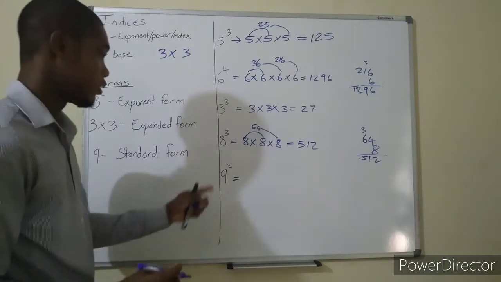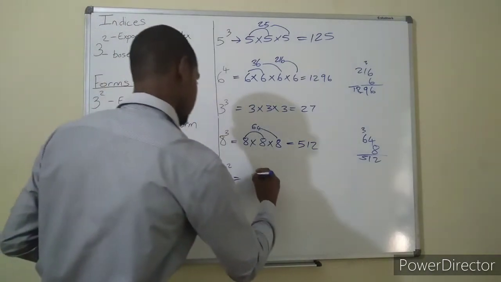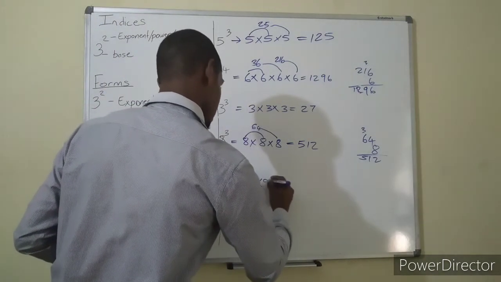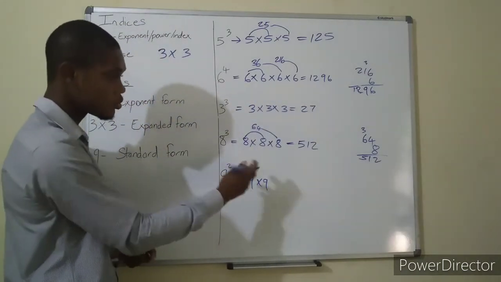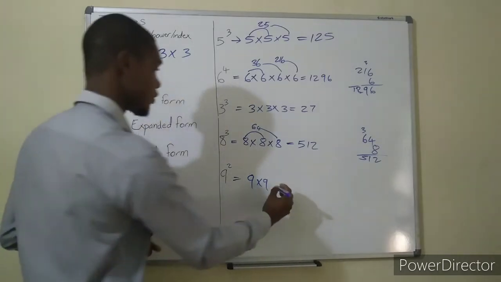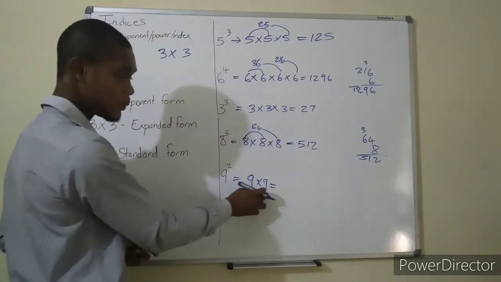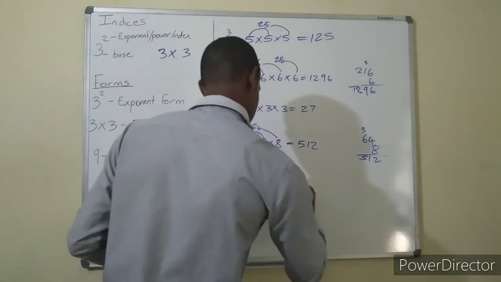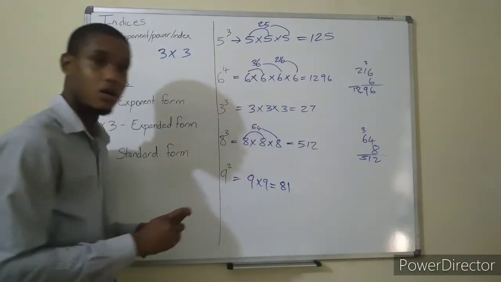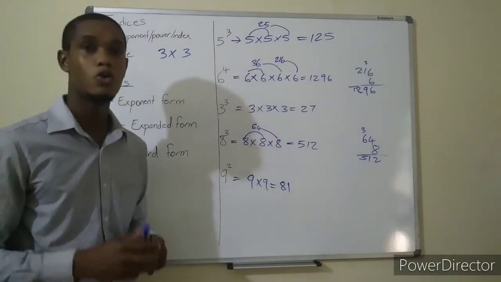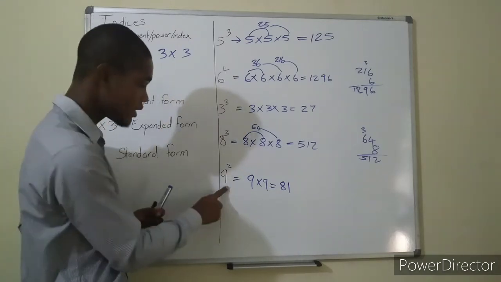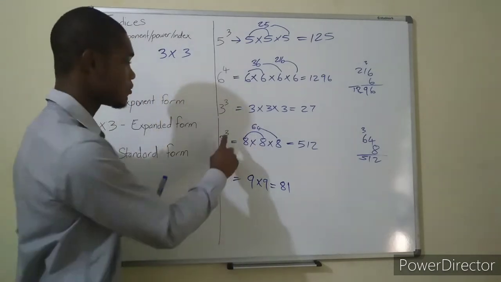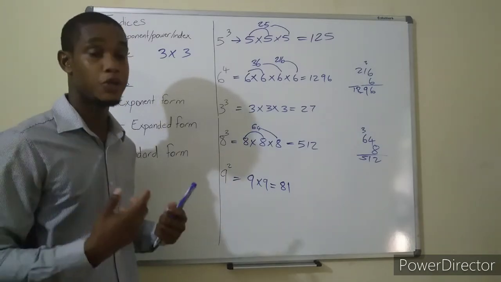Then 9 squared. 9 times 9. Because the base is 9, so that's what you multiply. The power is 2, so 1, 2 9s equals 9 multiplied by 9 is 81. So I hope you remember that with exponents, you will repeatedly multiply the base the amount of times your power or your exponent tells you.